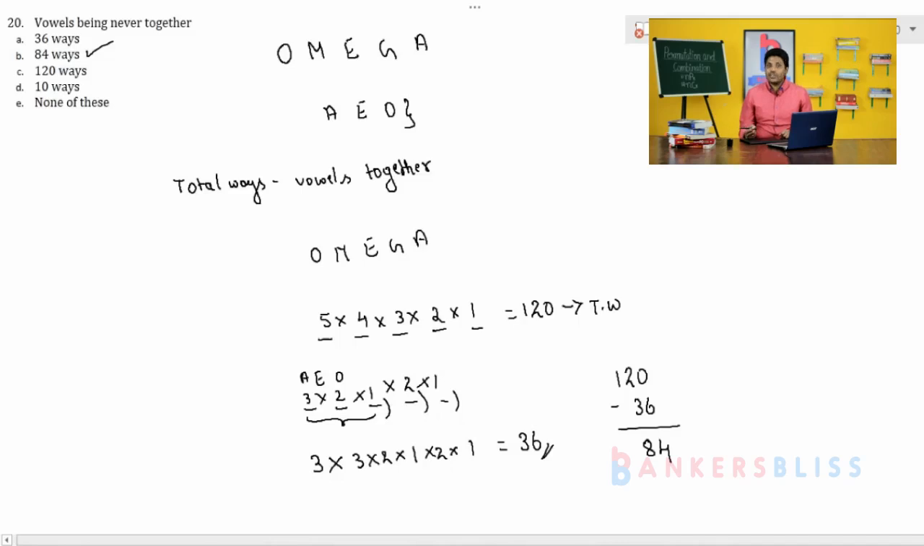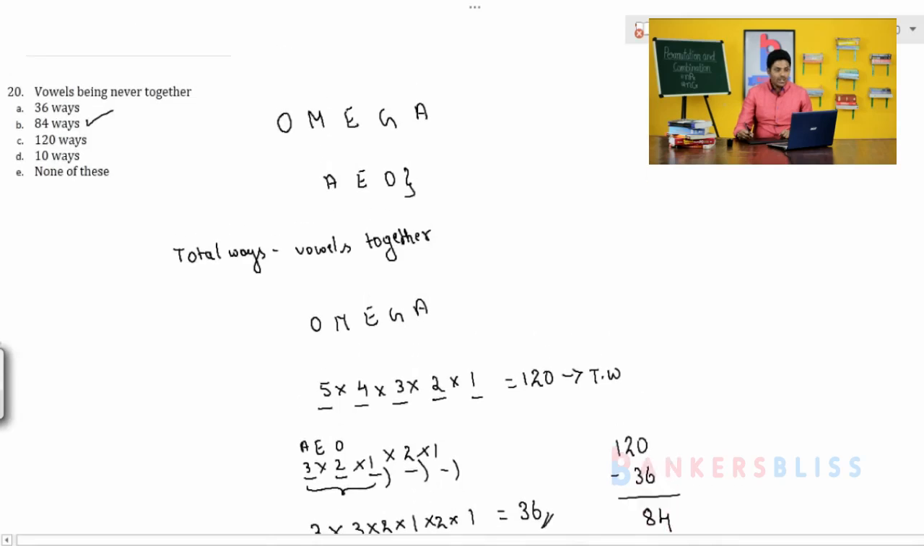So the total number of ways is 120, and the ways with the vowels being together is 36. So 120 minus 36, that is 84. So 84 is the number of ways where the vowels are never together in the word called OMEGA.